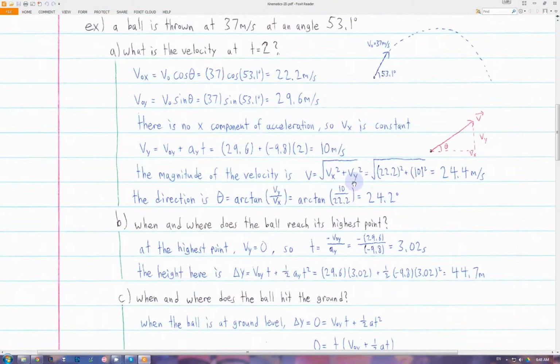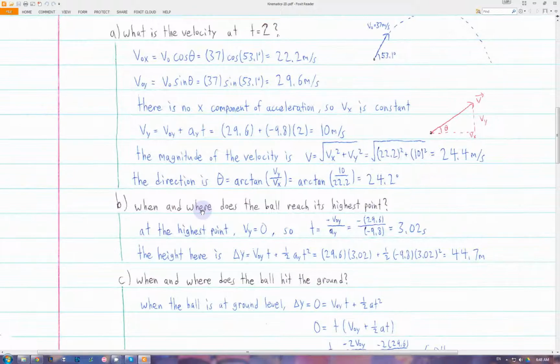So next we want to know when and where the ball reaches its maximum height. At the highest point, the y component of velocity is equal to 0, because after this instant, the y component of velocity starts to turn negative, so the projectile moves downwards. So we can use this same equation, setting the y component of velocity equal to 0, and then rearranging to find t. And then we can find the displacement at this point just using the equation for displacement and plugging in the value of t that we just found.